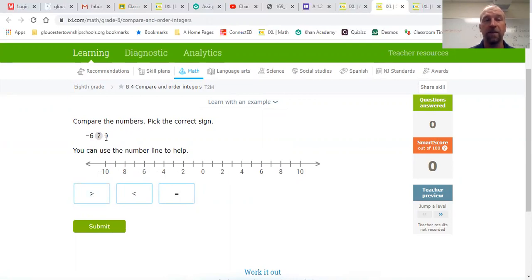So if I think of negative 6 and 9, and I locate them in a number line, well, negative 6 is right here, and 9 is way down here. You know that left is lower and right is larger on a number line. You should also know that 9, any positive number, is larger than any negative number, negative 6 in this case. So negative 6 is going to be less than 9. Point to the smaller number, open to the bigger number, submit.